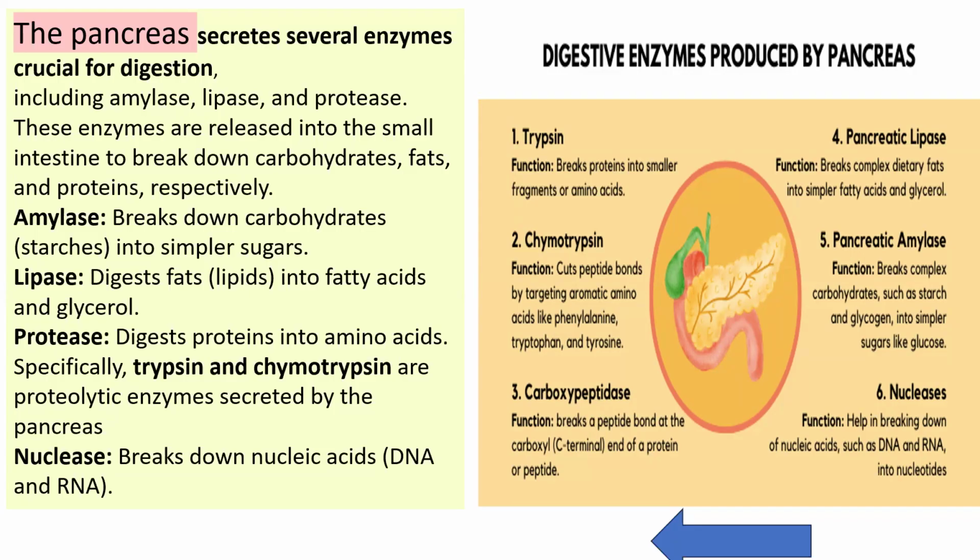So kindly watch about trypsin, chymotrypsin, carboxypeptidase, pancreatic lipase, pancreatic amylase, and nuclease. Trypsin breaks protein into smaller amino acids, chymotrypsin helps in cutting peptide bonds of aromatic amino acids like phenylalanine, tryptophan, and tyrosine. Carboxypeptidase breaks a peptide bond at the C terminal end of a protein or peptide. Pancreatic lipase acts on dietary fats. Lipase means fat into fatty acid. Amylase acts on starch. Then nuclease means breakdown of DNA, RNA, nucleic acid.